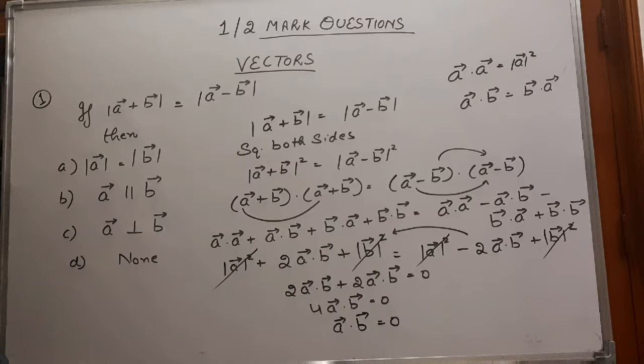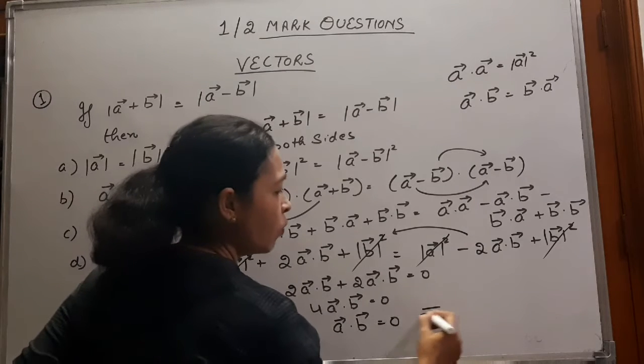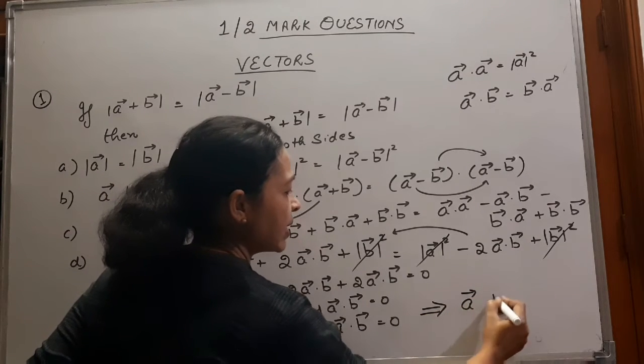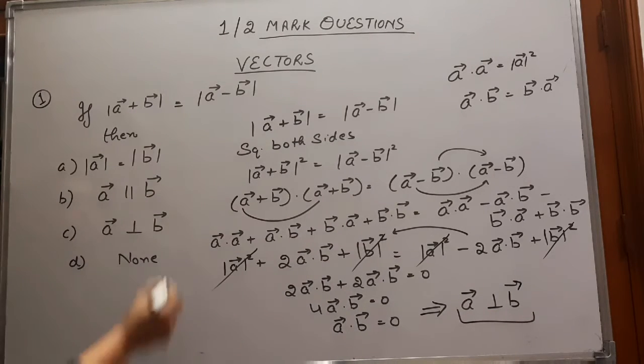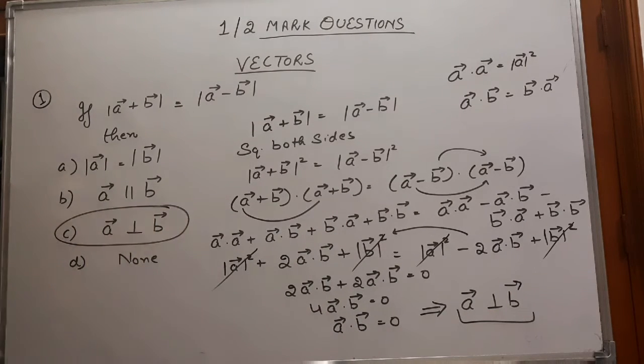Now, if the dot product of 2 vectors is 0, what does this mean? This means vector A is perpendicular to vector B. Therefore, option C is our correct option.